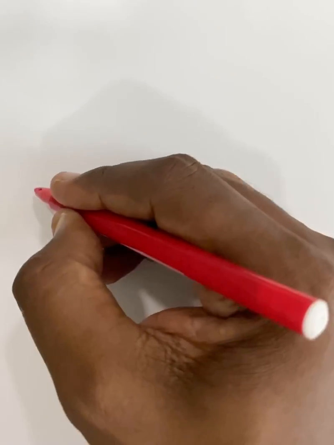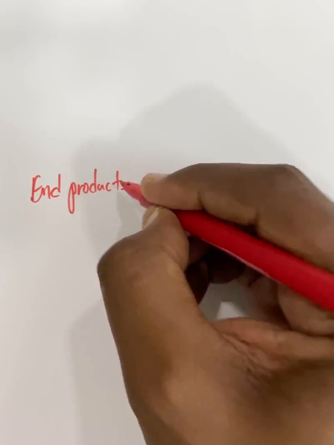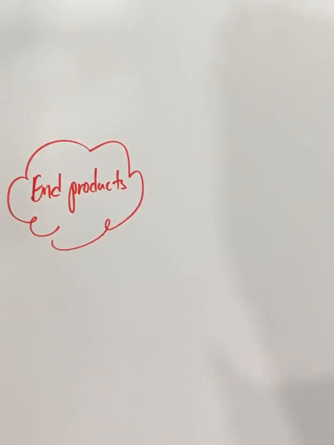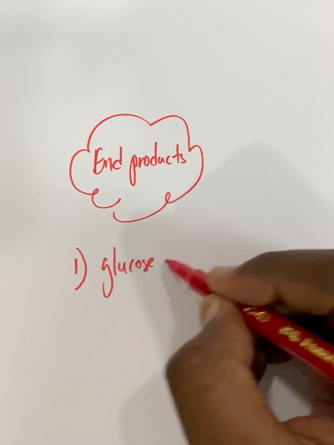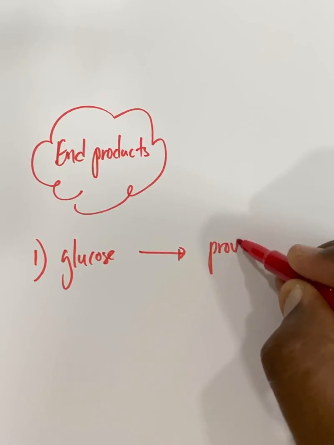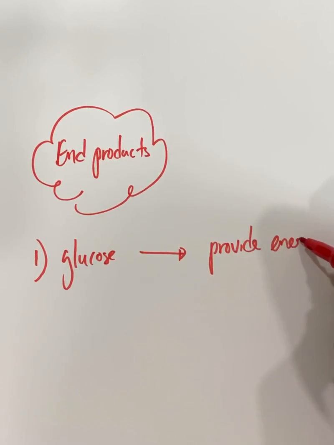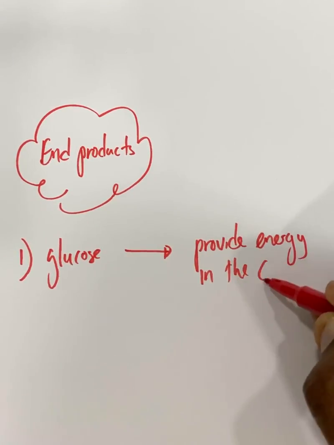The second part will be the importance or the uses of end products. We have a few end products, and we check the uses of each. Number one will be glucose. What is the importance of glucose? It basically provides energy to perform our daily activity. It will provide energy in the cell.